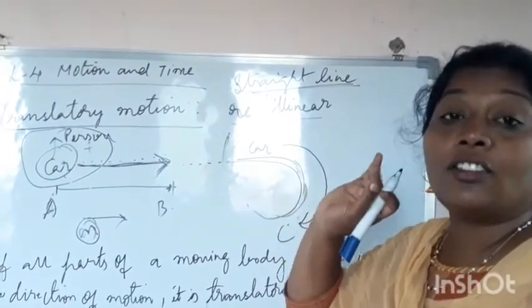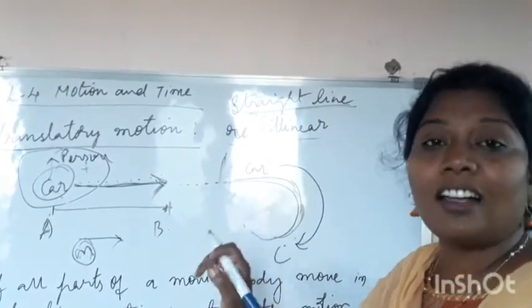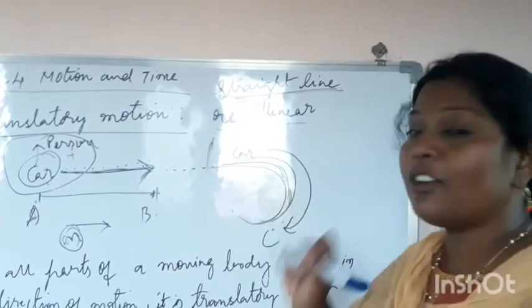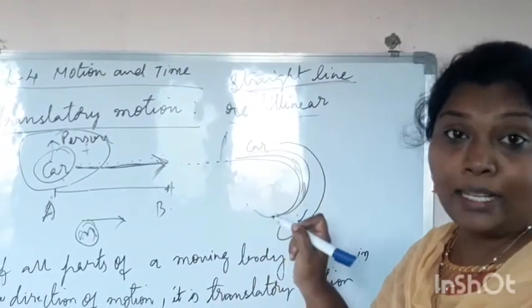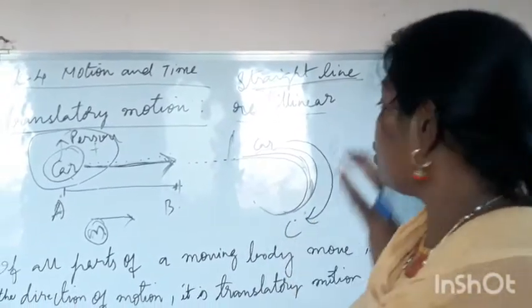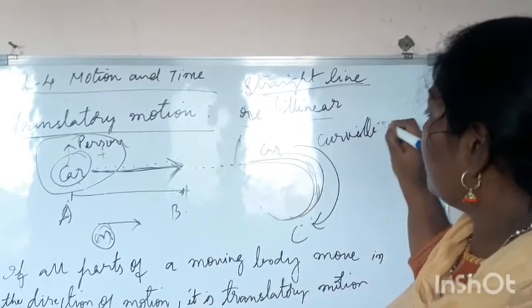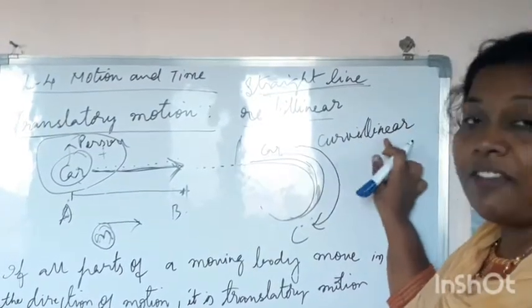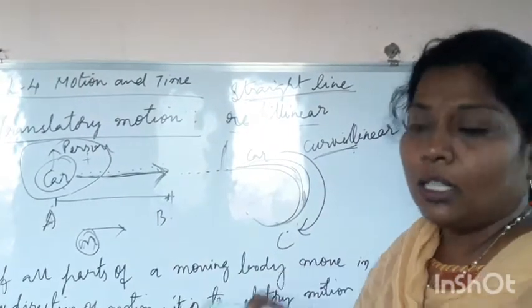Now, a translatory moving car, if it is taking a curved path, if it is moving in a curved path, then the movement is called curvilinear motion. What is it, children? Curvilinear motion. The name itself is saying that the object is moving in a curve.